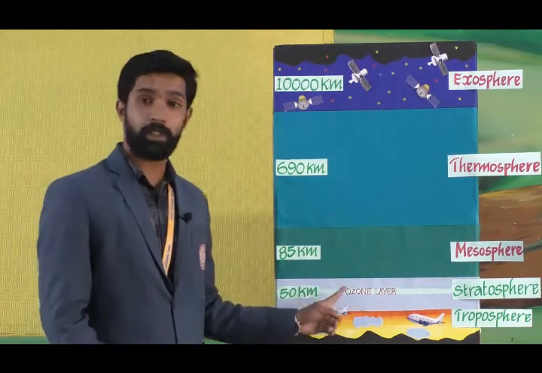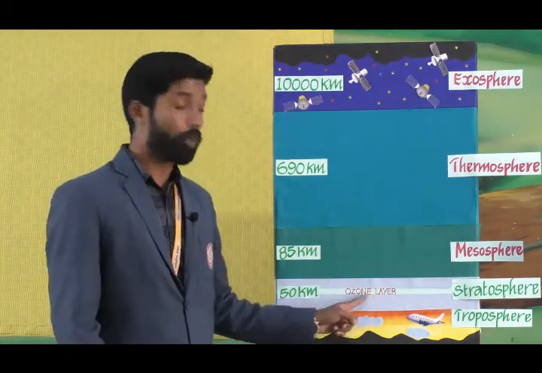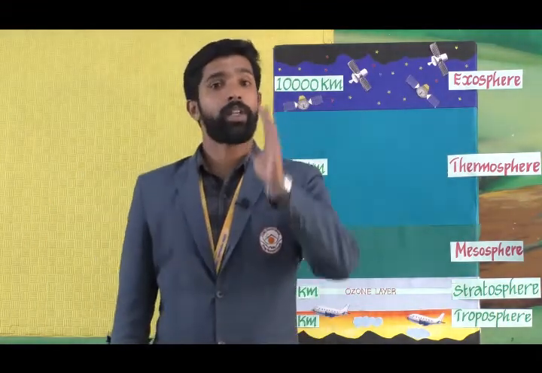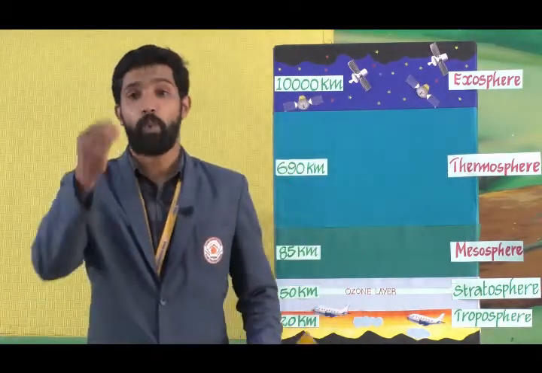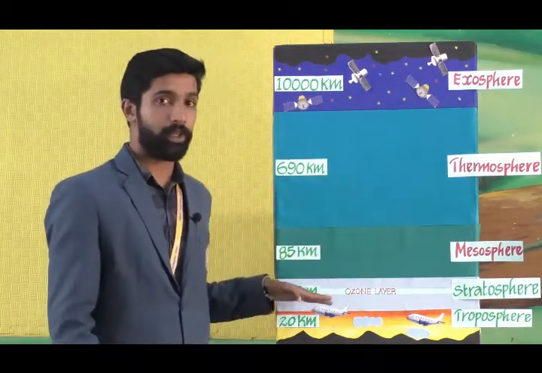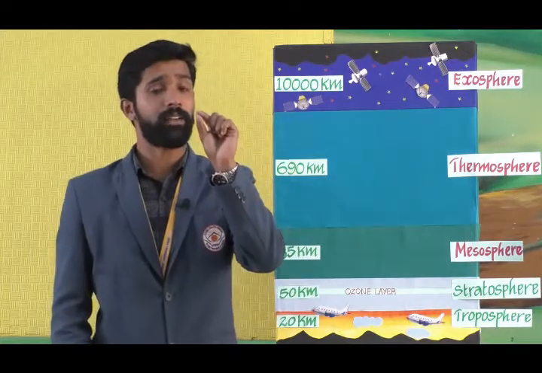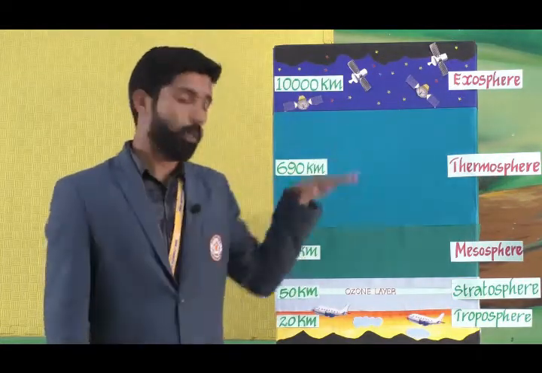So here you can see this is just because of the presence of ozone layer. Next, there are virtually no clouds and very little dust and water vapor in this layer. And one more thing, convection currents of air are also absent, so there is no source of weather phenomena.